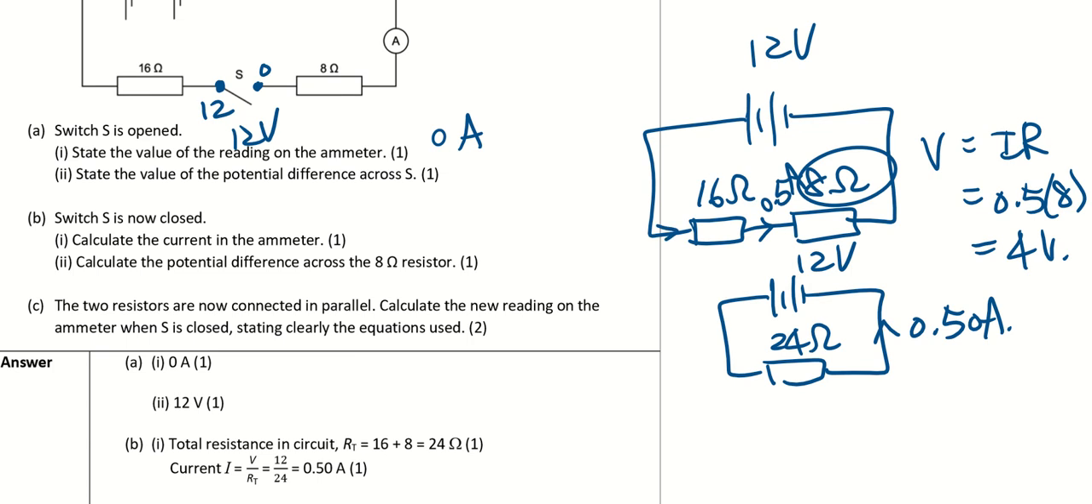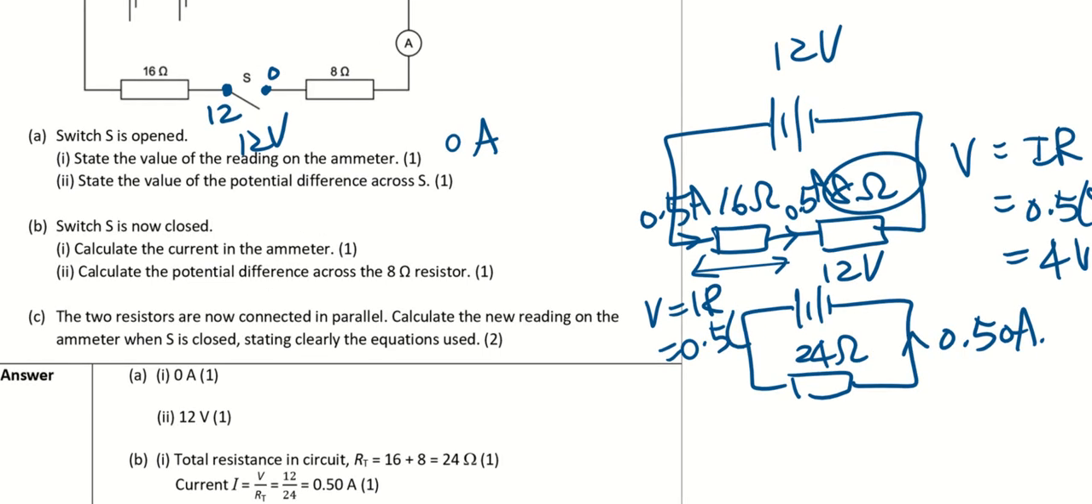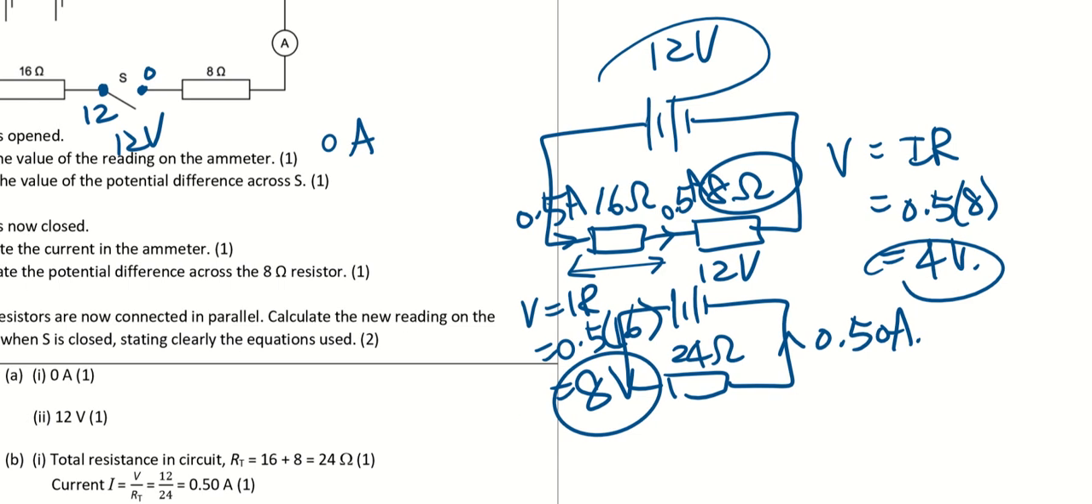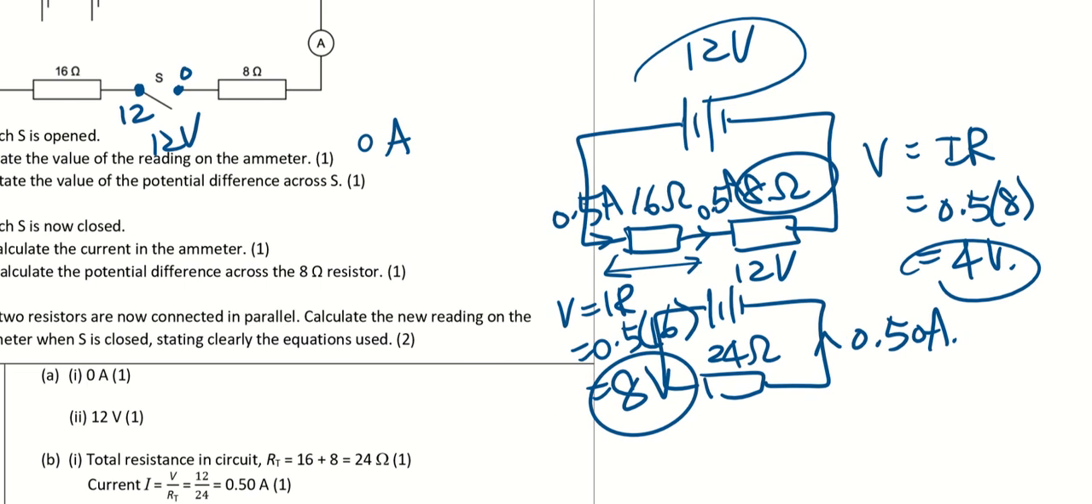Okay, how about the voltage across this 16 ohm? 0.5 ampere also flows through this 16 ohm, right? So V equals IR again. My I is 0.5, my R is 16, so I will get 8 volts. So you see 8 volts plus my 4 volts will actually be equal to 12 volts, right? In series, the potential difference is sum.